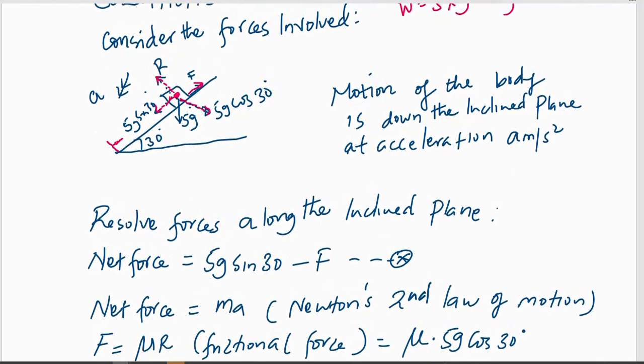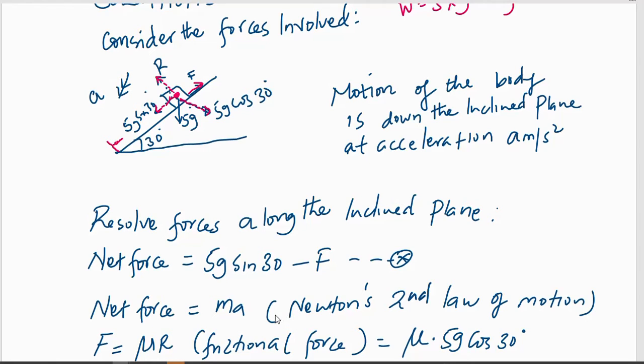Therefore, we need to resolve forces along the inclined plane. When I look at this, the body is moving along here, so 5g sine 30 is greater than friction. Therefore, the net force that results in the body moving and causing this acceleration is 5g sine 30 minus F. That net force is equal to ma, mass times acceleration, according to Newton's second law of motion, which says that the rate of change of momentum of the body is directly proportional to the force applied and takes place in the direction in which the force acts.